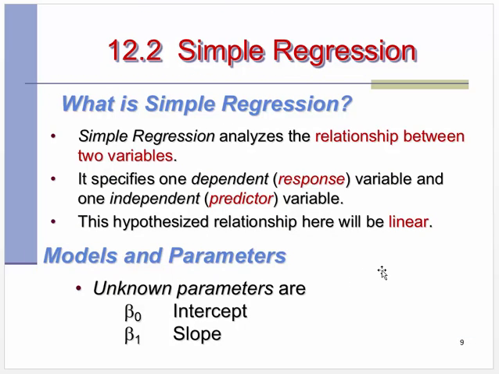Now let's start with simple regression. What is simple regression? Simple regression analyzes the relationship between two variables. It specifies one dependent variable, the response variable, and one independent variable, the predictor variable. The hypothesized relationship is linear. In other words, it forms a line. The unknown parameters are beta 0, the intercept, and beta 1, the slope. Basically, using a group of data, we want to establish a linear line that best represents the two variables.